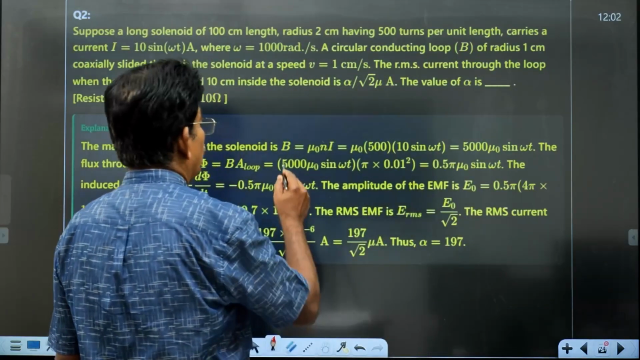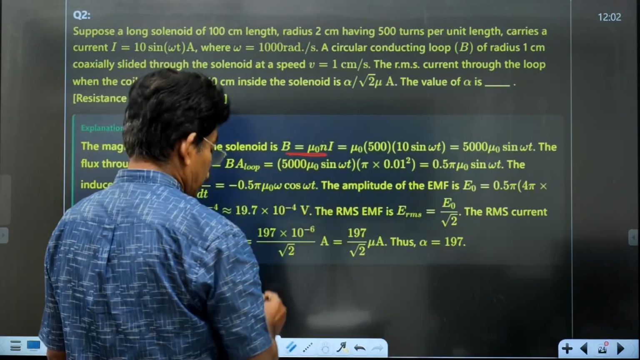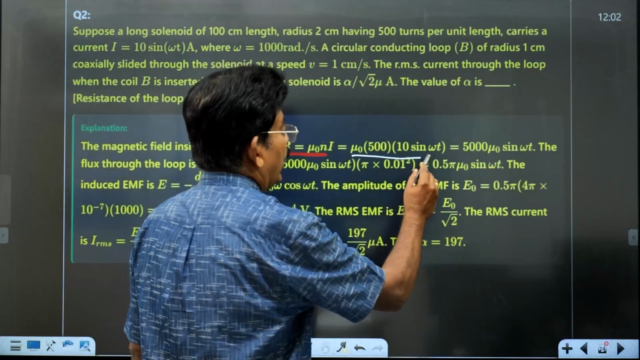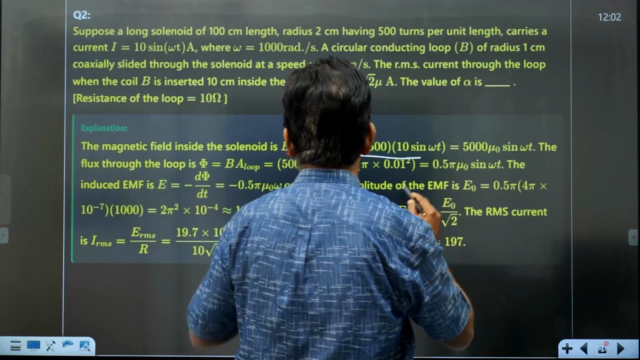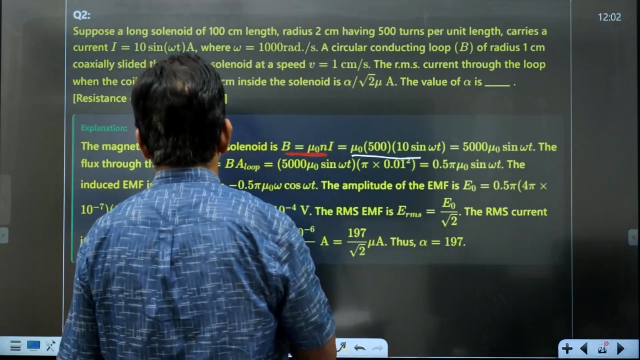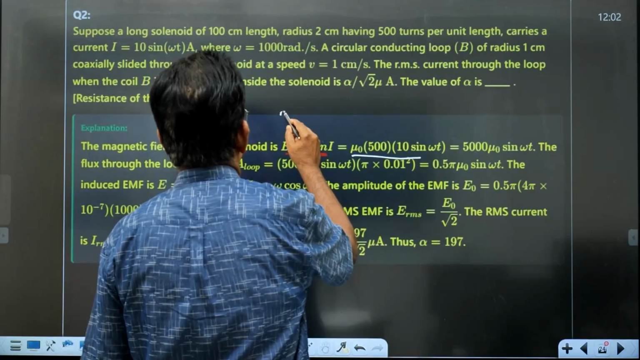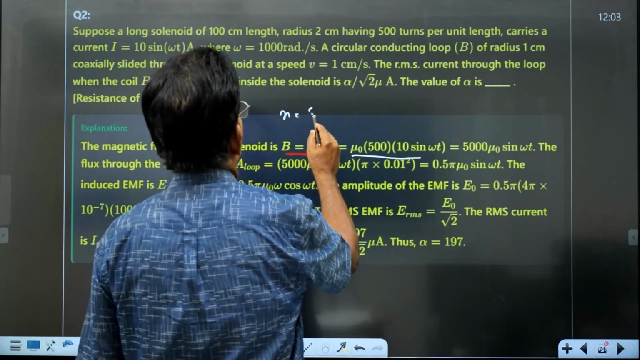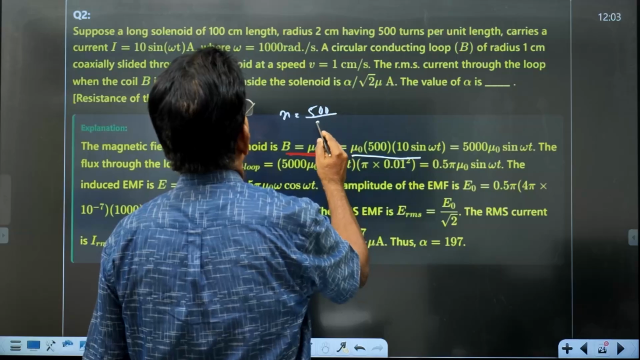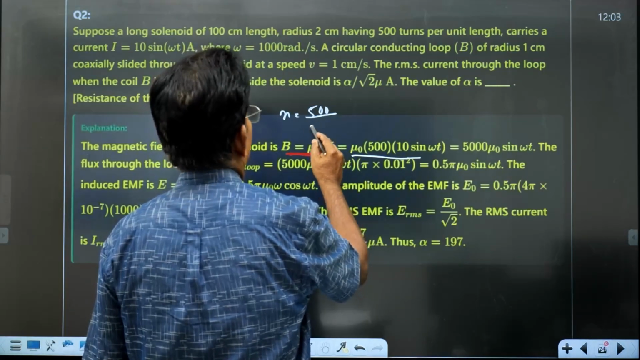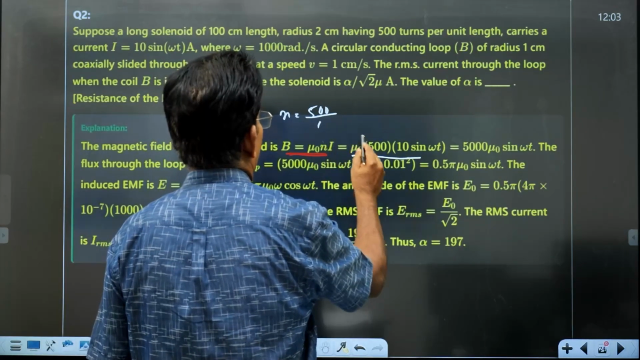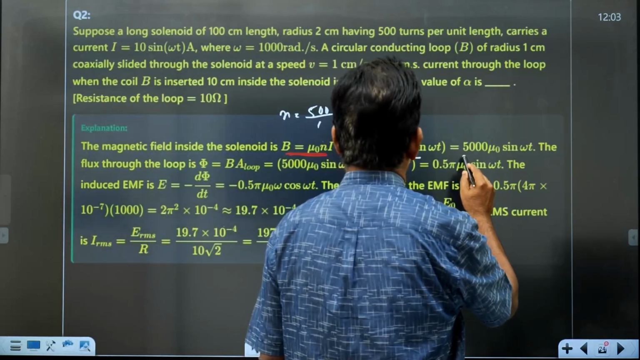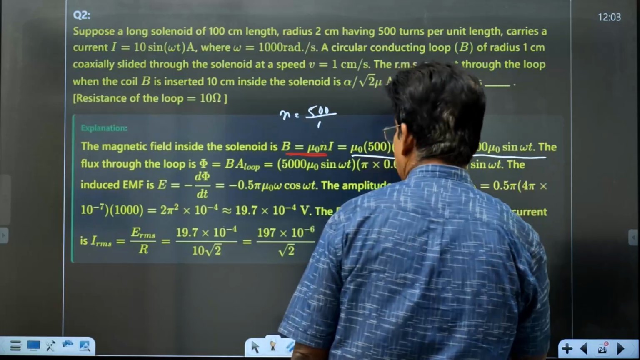Tell me, the magnetic field inside the solenoid, you know B is equal to mu0 N i, correct? Here N is the number of turns per unit length. How many turns are you having? 500. Per how much length? 1 meter. So N is 500. Then B is mu0 times 500 times 10 sin omega t, that is 5,000 mu0 sin omega t.